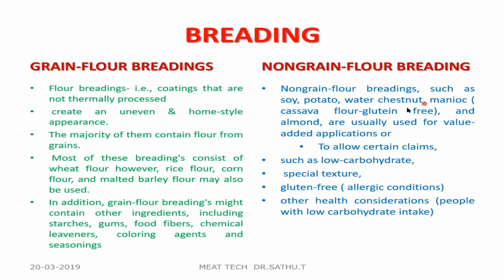So what is non-grain flour breadings? These flours are not obtained from the grains. They are obtained from the non-grains. Okay, like soya, potatoes. Then we have cassava, the tapioca. This is basically why we go for this type of thing: it is low in carbohydrates. It gives a special texture. It is gluten free, so allergic people can also use this type of products. And some people are more health conscious and they want a product with a low carbohydrate intake. So in such cases, we can also develop products using non-grain flour breadings.